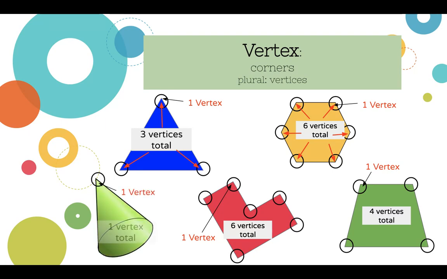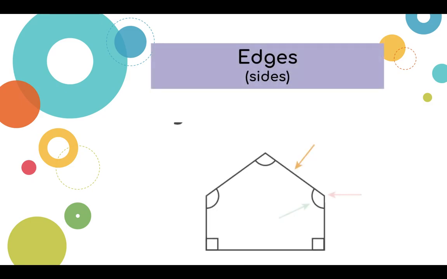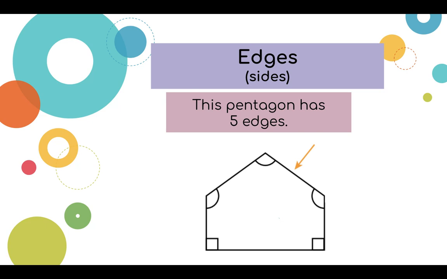Last here we have a cone. The cone just has that one point, that one corner at the top. So there's only one vertex in a cone. I said that really weird. Next, we're going to talk a little bit about edges. The edges are simply the sides of a two-dimensional shape here. So this pentagon has 5 edges, 5 sides.